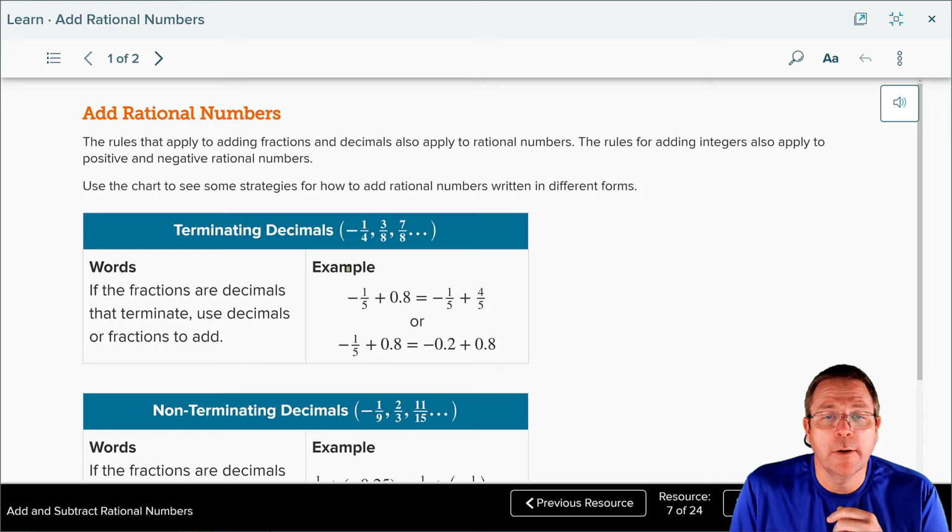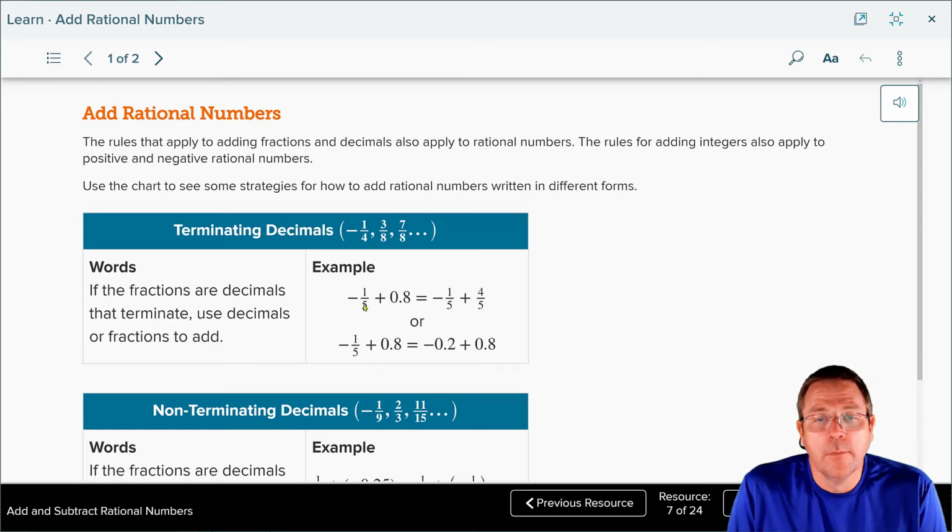So they took negative 1/5 plus 0.8, which is equal to negative 1/5 plus 4/5. So they converted that 0.8 into 4/5. Likewise, over here they had negative 1/5 plus 0.8, and this time they can say that negative 1/5 is the same thing as negative 0.2. So you could convert them to a common base, whether it's either fractions or decimals, and work them that way.